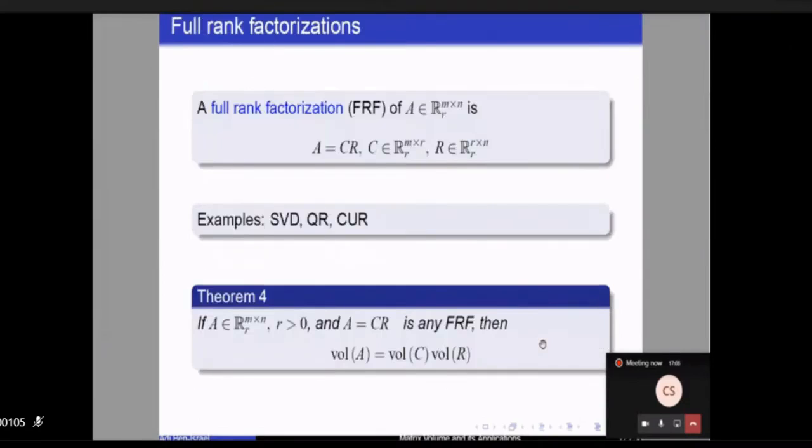A full rank factorization of A is CR, where C is of full column rank and R is of full row rank. Examples are the singular value decomposition, QR, etc. And we have an interesting result that the volume of A is equal to the product of the volumes of its factors, so it's the volume of C times the volume of R. This follows directly from definition 1, and in fact, we can use this to prove the equivalence of the two definitions.